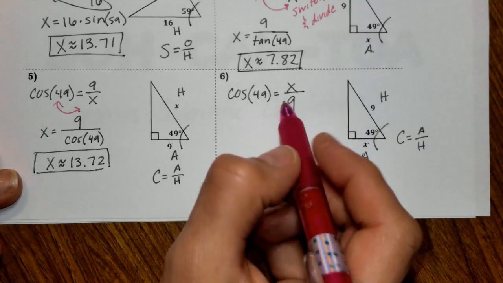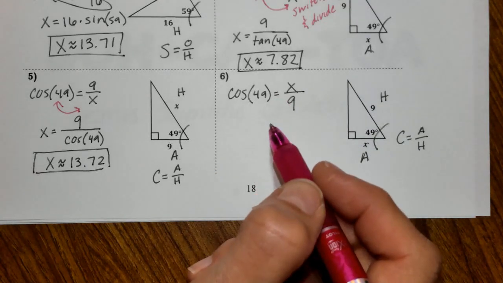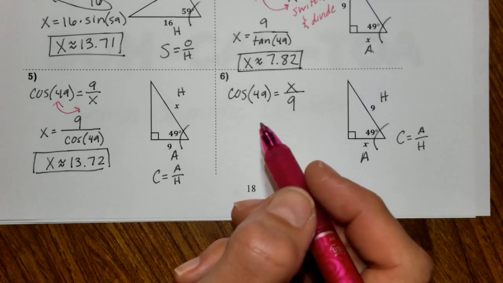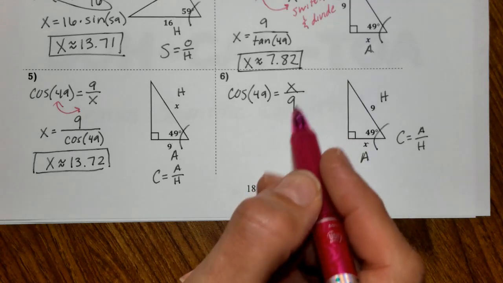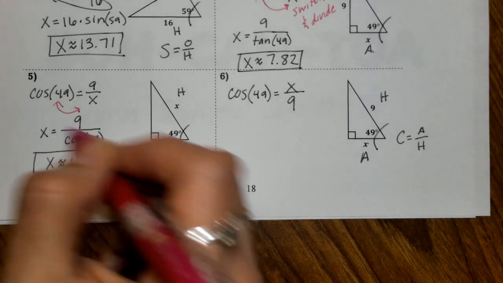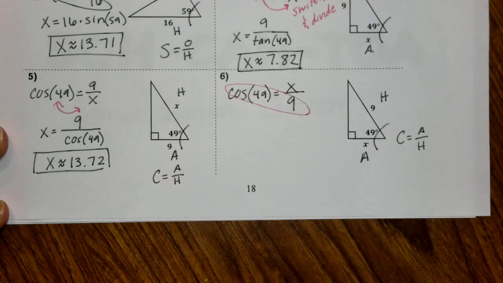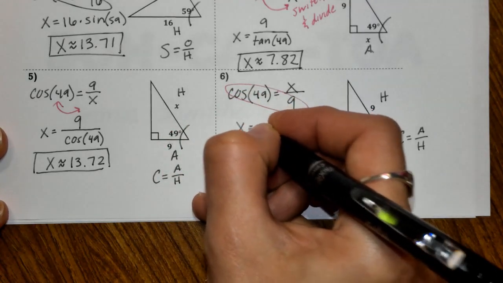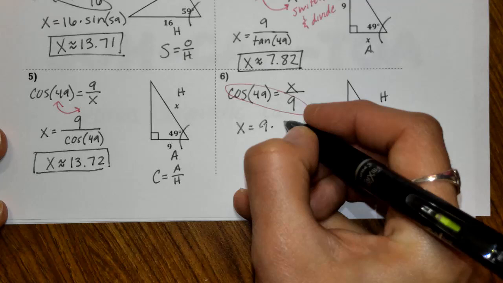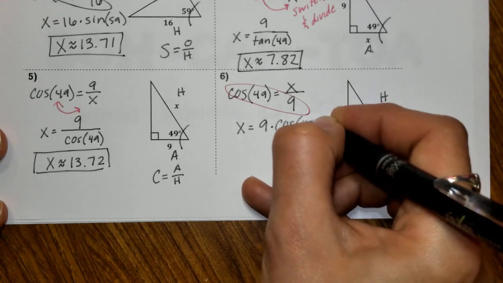The shortcut is, if it's in the numerator, multiply. N and M are right next to each other in the alphabet. It's kind of to remember, where is x? Numerator, multiply. Denominator, we're switching and dividing. So here we're just going to multiply this, so we'd have x equals, listing the 9 first, 9 times the cosine of 49.